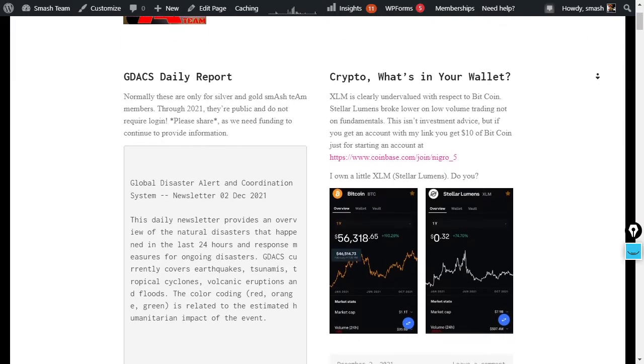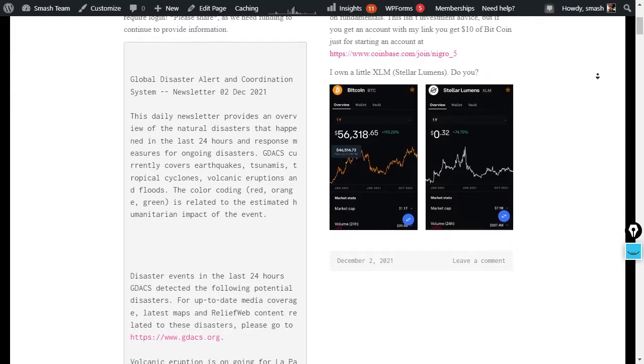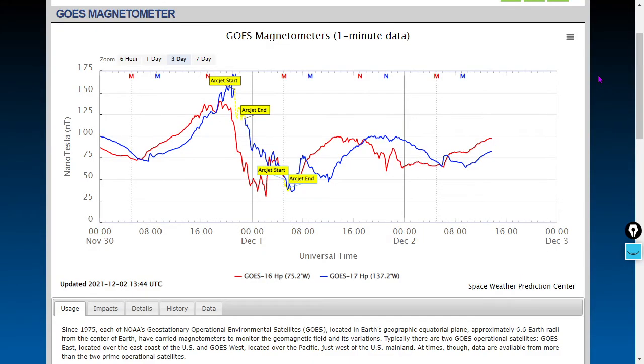Crypto, what's in your wallet? XLM is vastly undervalued. Let's stop advertising and go back to magnetic data.